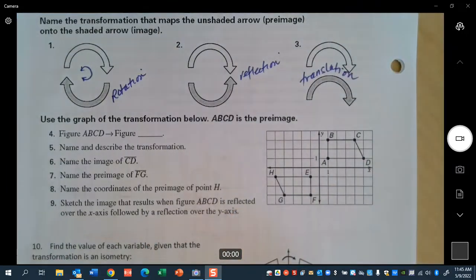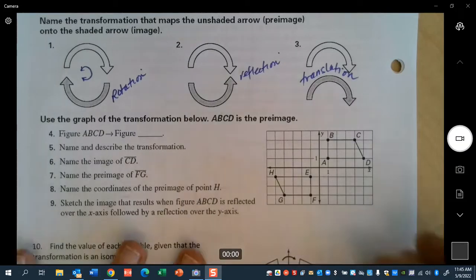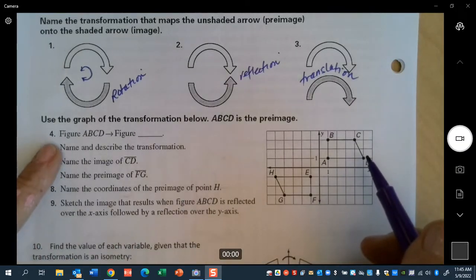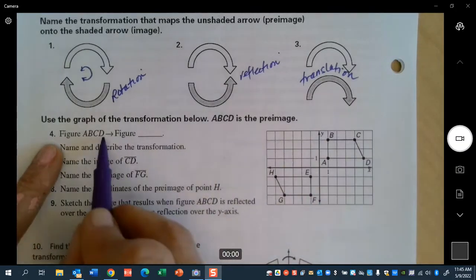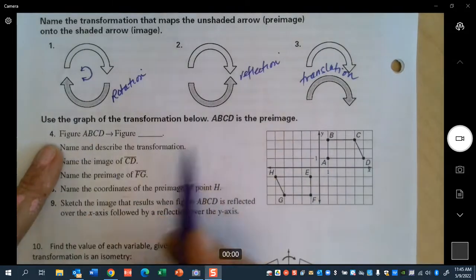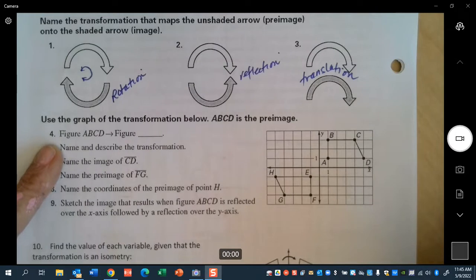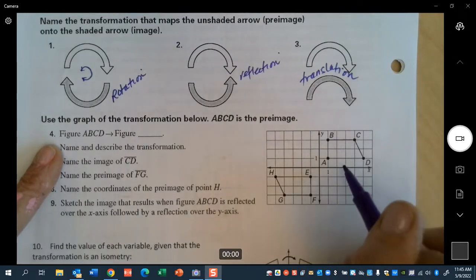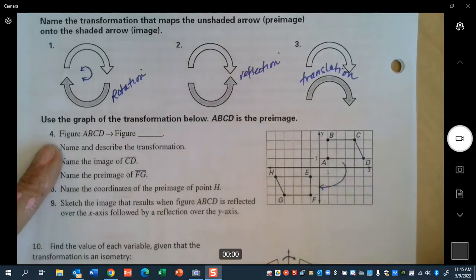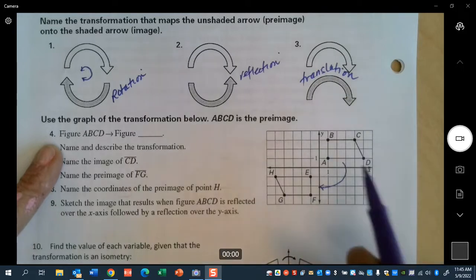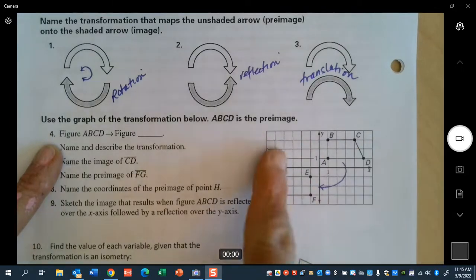All right, so use a graph for the transformation below. ABCD is the pre-image. That means this came first. So when we talk about ABCD, and you're talking about what it maps onto, if you're looking at what happened here, do you agree with me that this looks like a rotation around the origin? Oh, you can't say reflection transformation? So did you reflect?